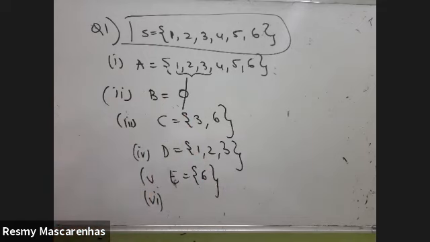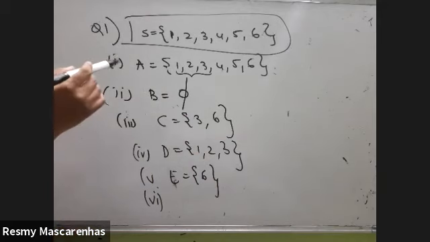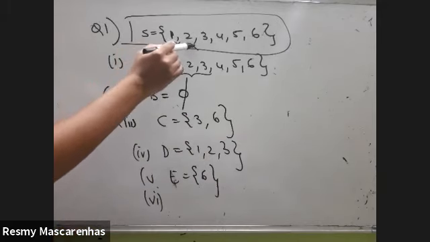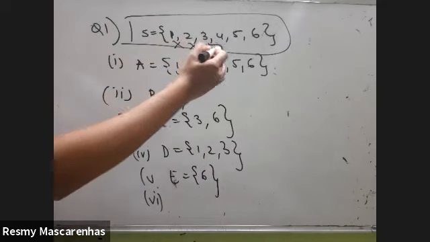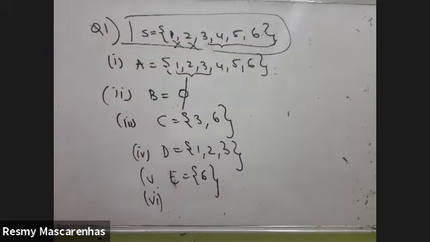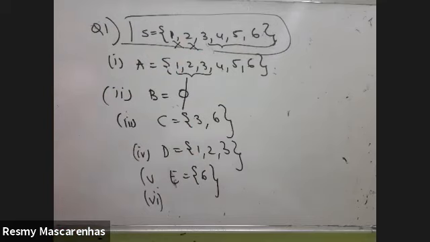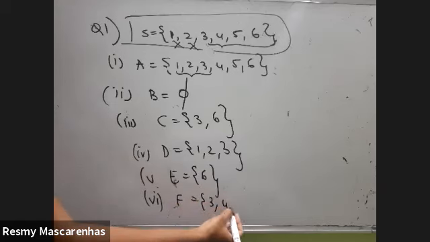Then the sixth one, getting a number not less than 3. Not less than 3 means I don't want those which are less than 3. It could be equal to 3 or more. As long as they are not less than 3, you can write them down: 3, 4, 5, 6.